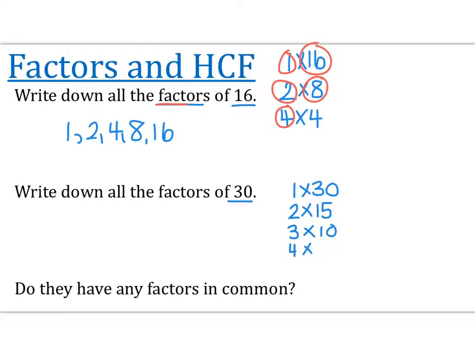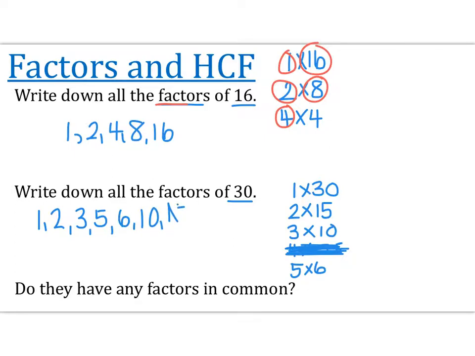4 times by... I don't think we can do 4 times by something. It's going to be 4 times by 7.5, and we don't like to use decimals. We want both numbers to be whole numbers. So not 4. 5, that's going to be 5 times by 6. And if I go to the next number after 5, the next number is 6, which I've already written down. So I'm pretty sure I've got all of the factors there, so I'm going to write that. 1, 2, 3, 5, 6, 10, 15, oops, let me just try to rub that out. Never mind. 15 and 30. So there's all the factors of 30.